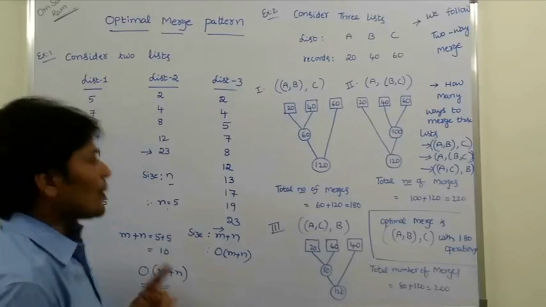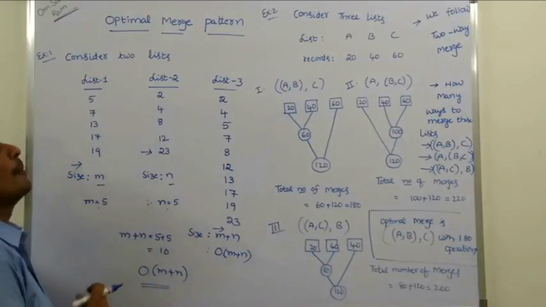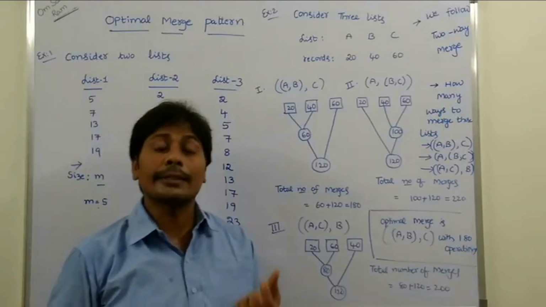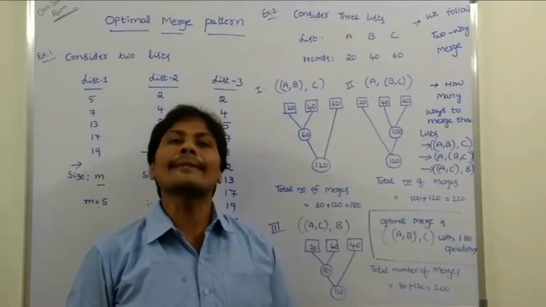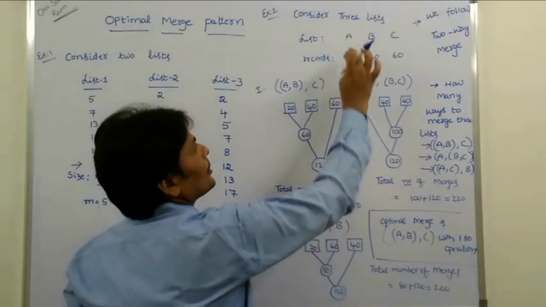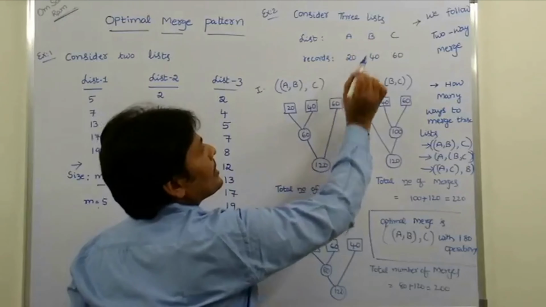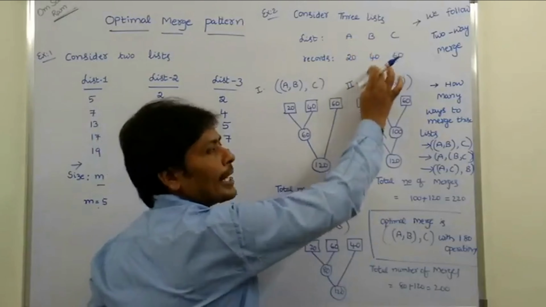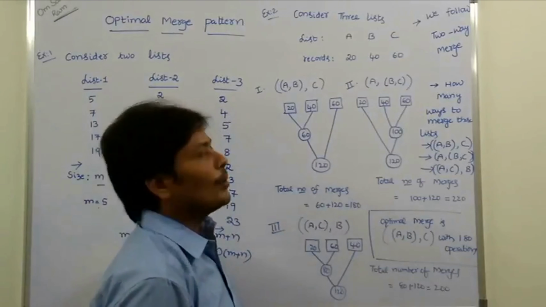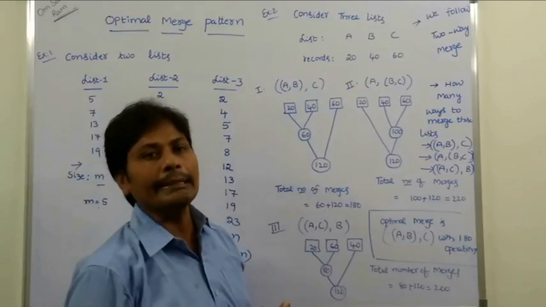Next, suppose there are two lists. These two lists can be merged by using this procedure. Next, how to merge three lists into a single sorted list? Suppose there are three lists: list A, list B, list C. List A contains 20 records, list B contains 40 records, list C contains 60 records. So how to merge these three lists into a single sorted list?